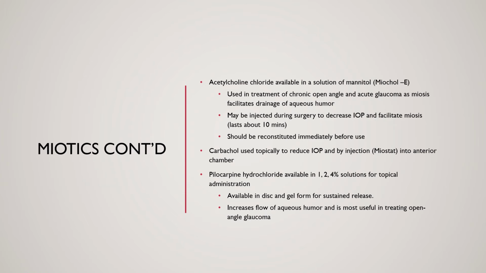Then we have carbachol, which is used topically to reduce IOP and by injection, that's manufactured as Myostat, into the anterior chamber. Pilocarpine hydrochloride is available in 1, 2, and 4% solutions for topical administration. It's available in disc and gel form for sustained release, like we talked about earlier, and it increases flow of the aqueous humor. It's most useful in treating open angle glaucoma.